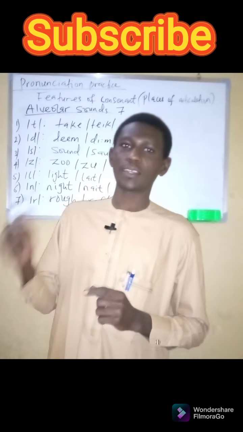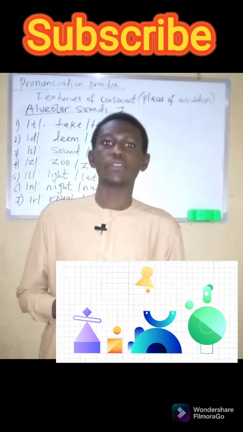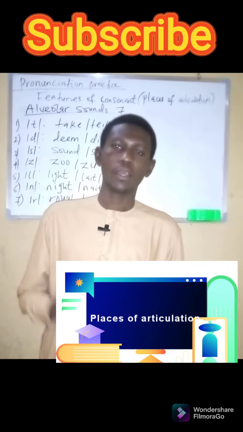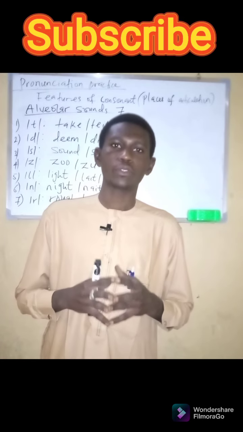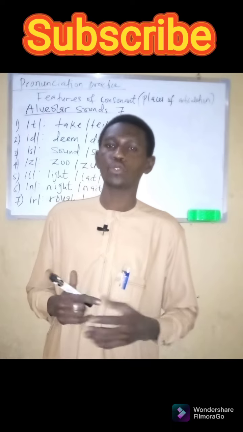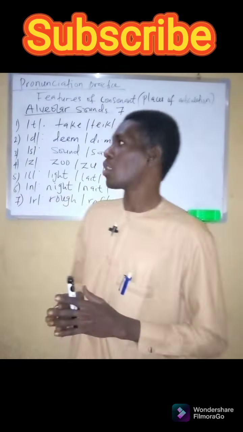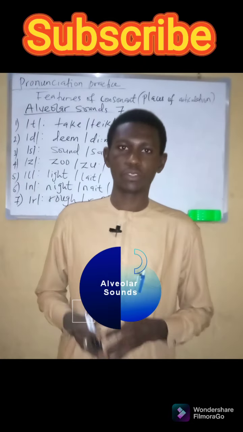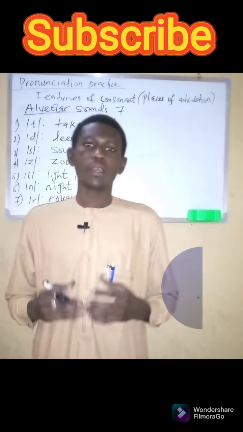Remember, we are still discussing places of articulation, which is a feature under the features of consonant sounds. And like we said earlier, places of articulation simply refers to the organs of speech that are in play in the course of pronouncing the consonant sounds. Today, we're going to discuss the alveolar sounds. What are alveolar sounds?